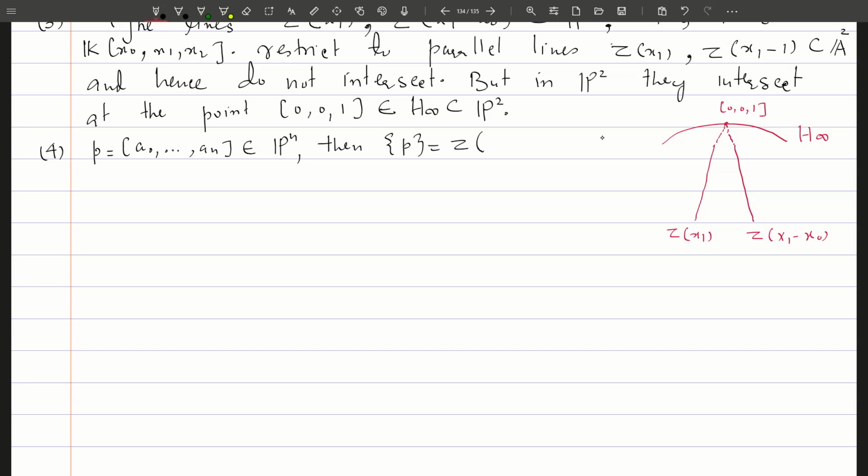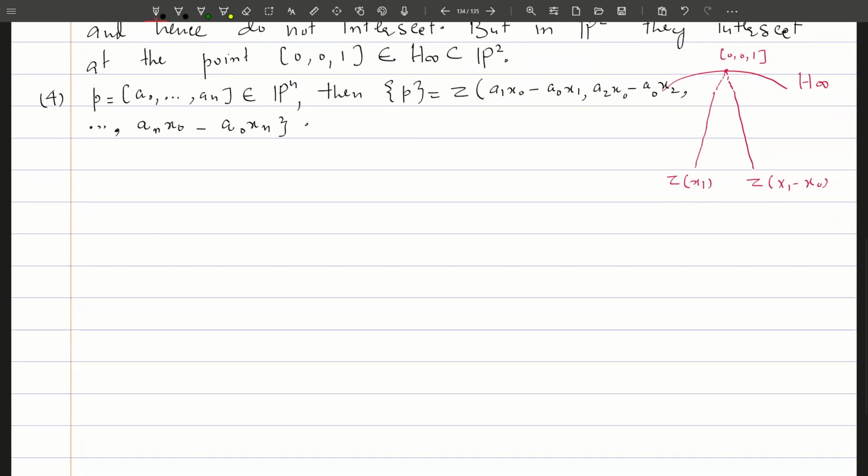is actually the zero set of the system of polynomial equations a1 x naught minus a naught x1, similarly a2 x naught minus a naught x2, and so on up to an x naught minus a naught xn. So hence this is a zero set. Now we have some definitions here.